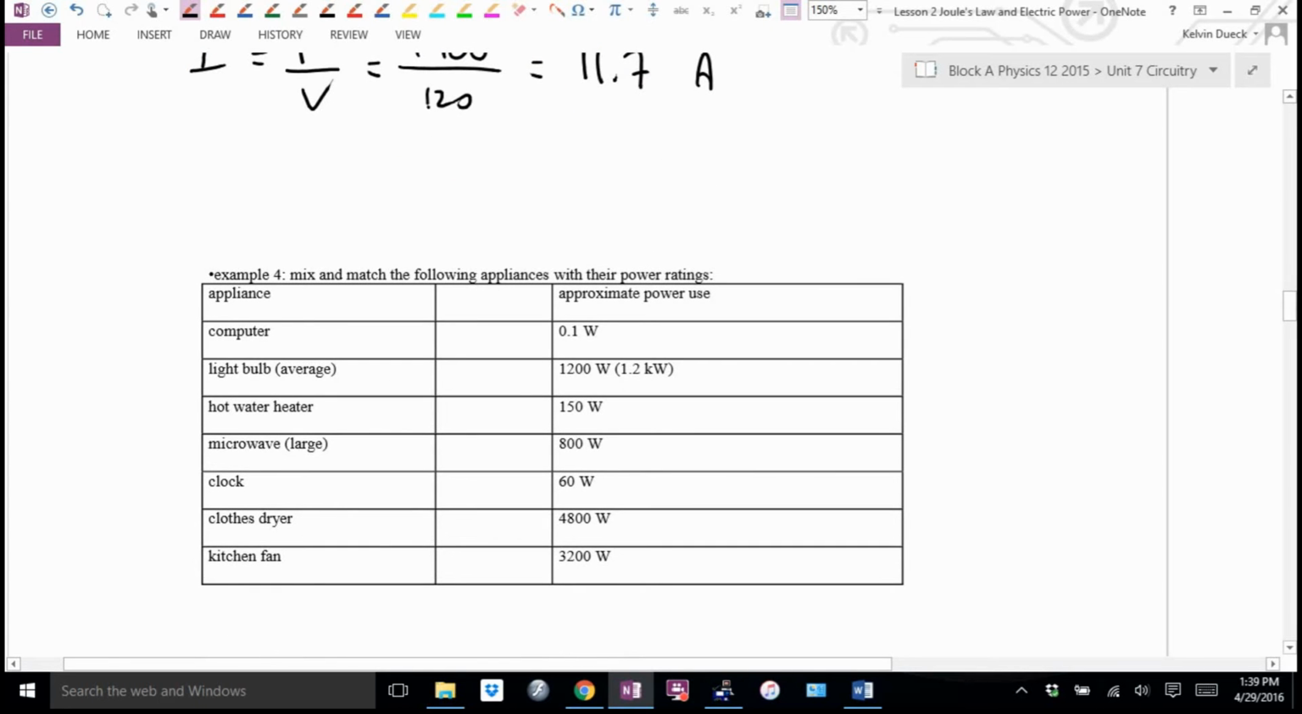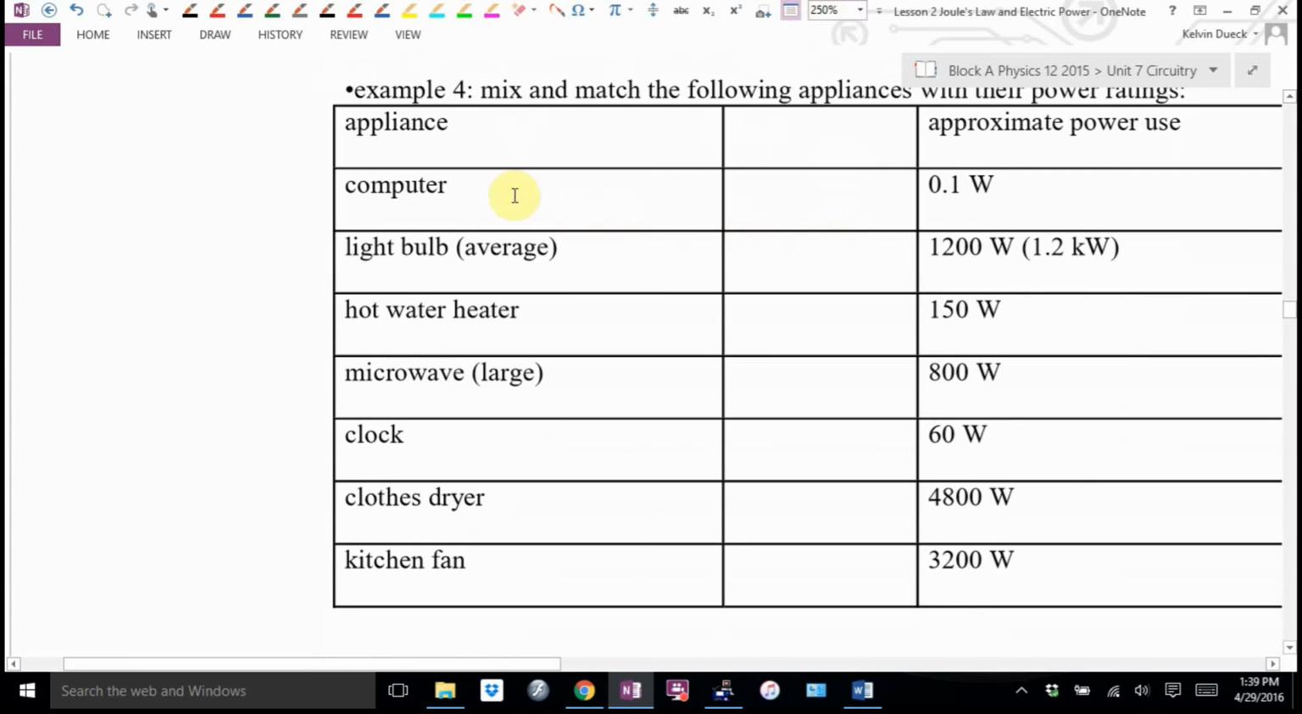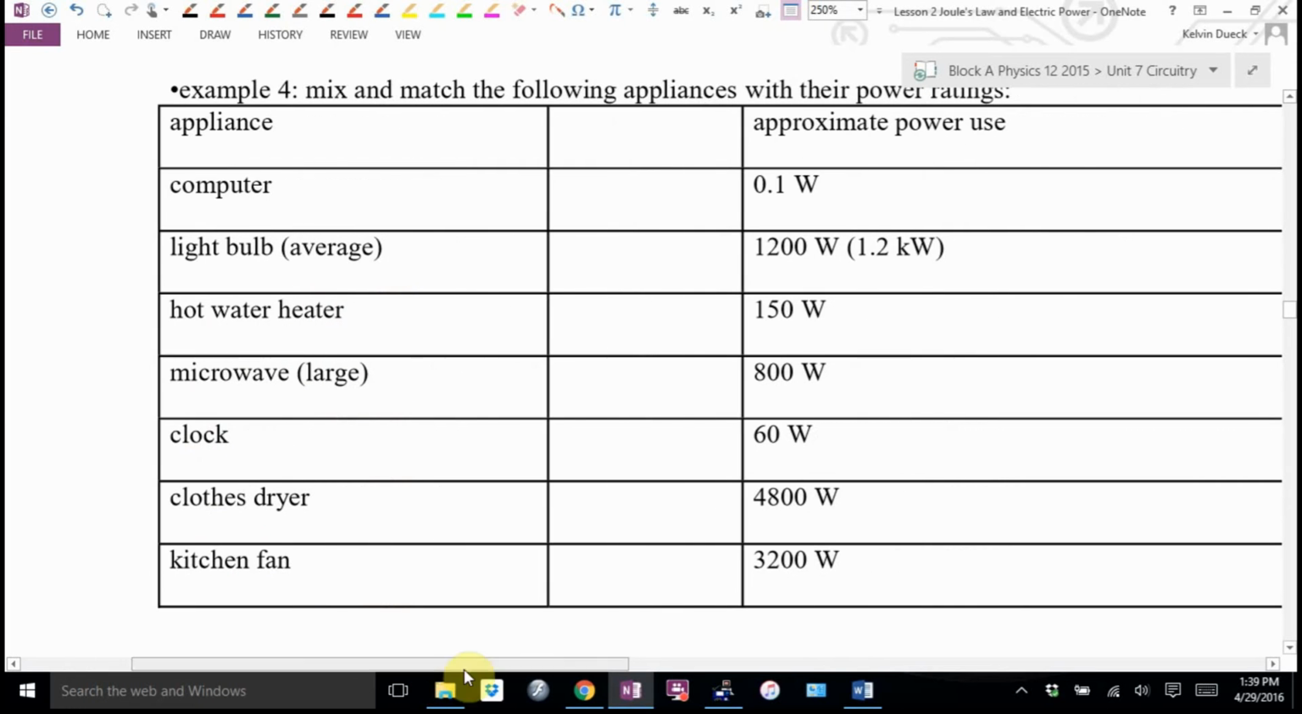Again, just to give you an idea of what's really big and what's really small, I have here: mix and match the following appliances with their power ratings. On the left, I have 7 appliances. On the right, I've got a bunch of wattages. We're going to see if we can figure out which one goes with which. Your hint is the more heat you move around, the more voltage is transformed into heat, the more power you're going to need. Looking at those appliances, which of those do you think moves the most amount of heat around?